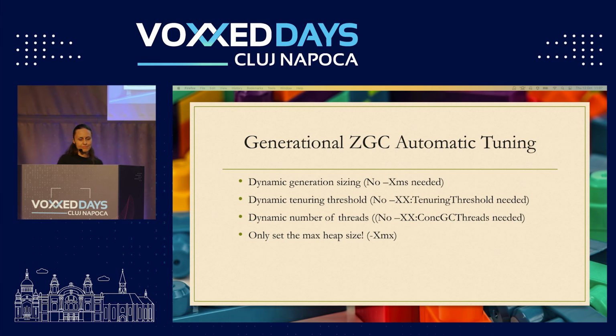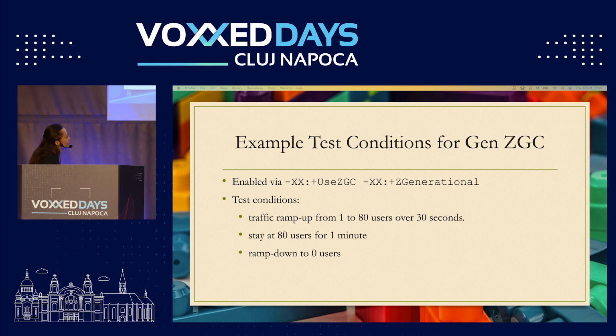So you don't have to do any more -Xms configuration or specify any concurrent GC threads or number of threads there. The only thing you need to specify is the -Xmx, the amount of the heap that you're going to use. So in case of the test conditions of the generational ZGC, I just started first with the UseZGC to ZGenerational and saw how just the default works.